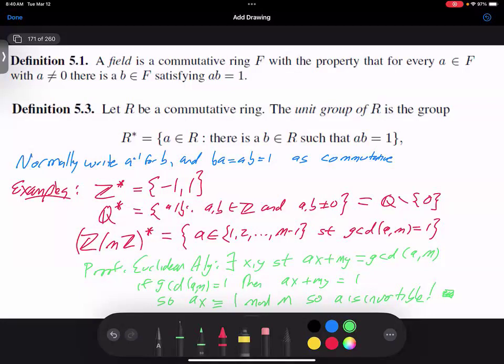All right, and so a field is a commutative ring with the property that every non-zero element is invertible. So what this is telling us is if m is prime, this is a field. So that's a nice example of a field. So we now have some more examples of fields. We have the real numbers, we have the rational numbers, we have Z mod pZ star. And the question is, are there other fields? Is there more than just this?